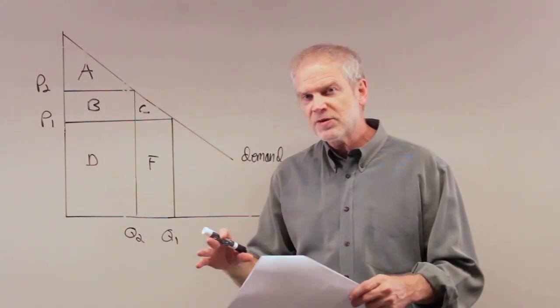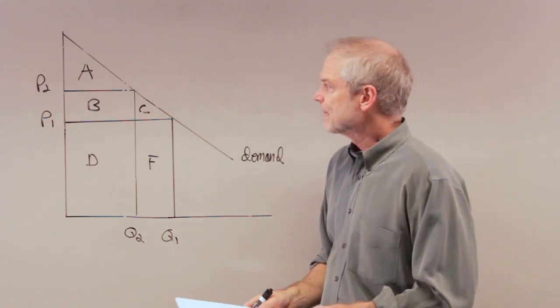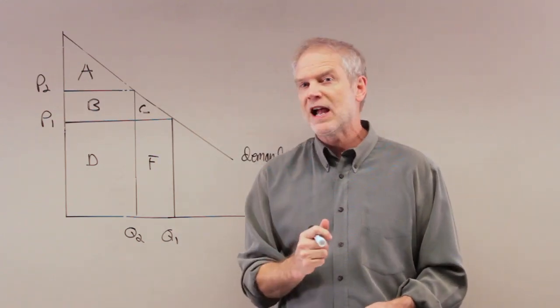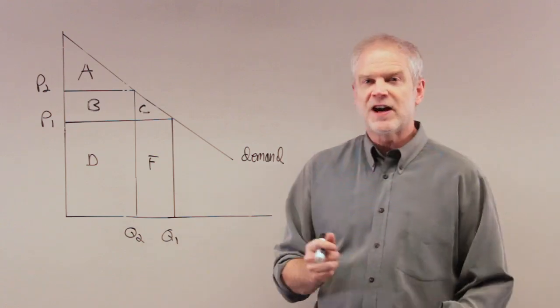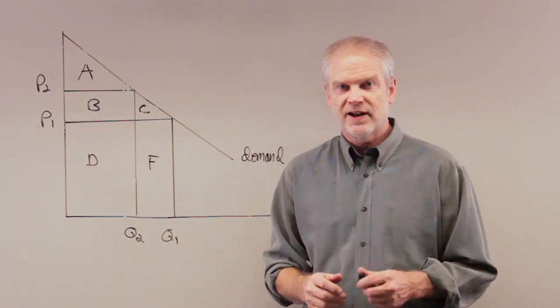So we've gone from the individual level to this graphical level. I'm going to come back with one more graph after this, and we'll solidify this notion of consumer surplus, and we'll make great headway in Chapter 7.